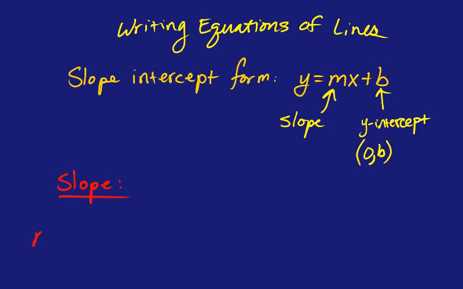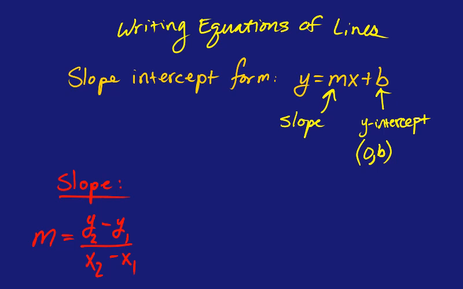And so remember that slope is the rate of change, and the way you find the rate of change is by finding the change in the y value. So y2 minus y1 divided by x2 minus x1. And so you have the change in y's divided by the change in x's. So you have your slope.